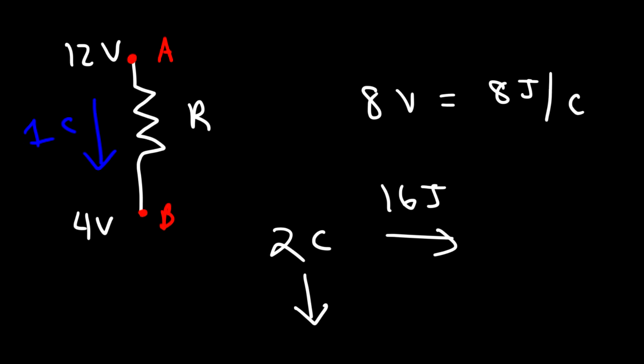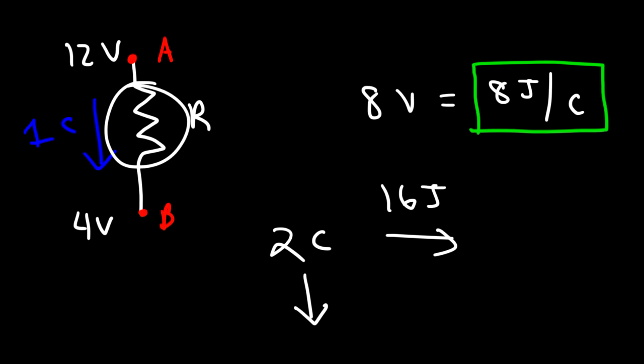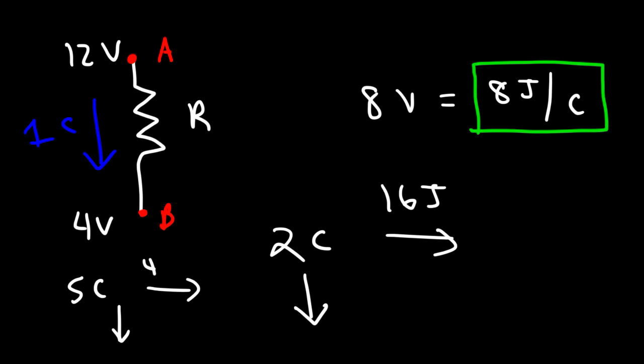And so voltage is the ratio of electric potential energy to charge. So the more charge that flows through this resistor, the more energy will be transferred through that resistor. So if we have 5 coulombs of charge flowing through it, then in that case, 40 joules of energy will be transferred to that resistor.